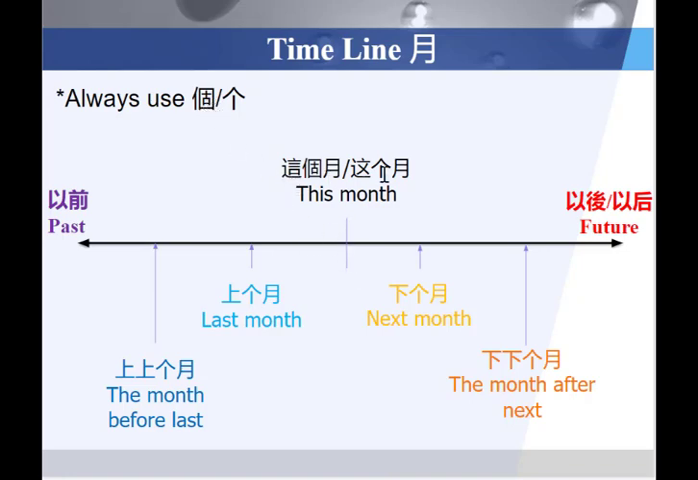This month is 这个月. 这个月, this month. So you need the measure word. Next month is 下个月. Next month, or 2 months from now, is 下个月. And if you want to keep going into the future, you just keep adding 下. Now going towards the past, last month is 上个月. 上个月, last month. And the month before that is 上个月. And if you want to keep going into the past, you just keep adding 上.